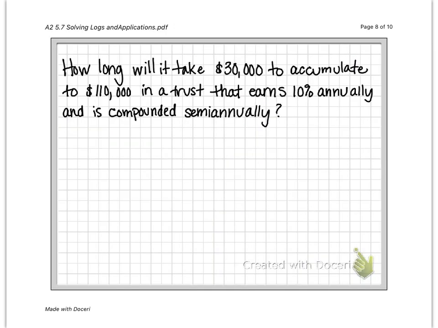Okay, a couple other examples. Go through as many as you want until you feel like you understand how to do this. All right, this one says $30,000 to accumulate to $110,000 in a trust that earns 10% annually and is compounded semi-annually. So again, because this is not continuous, we're still going to use our regular compound interest formula.